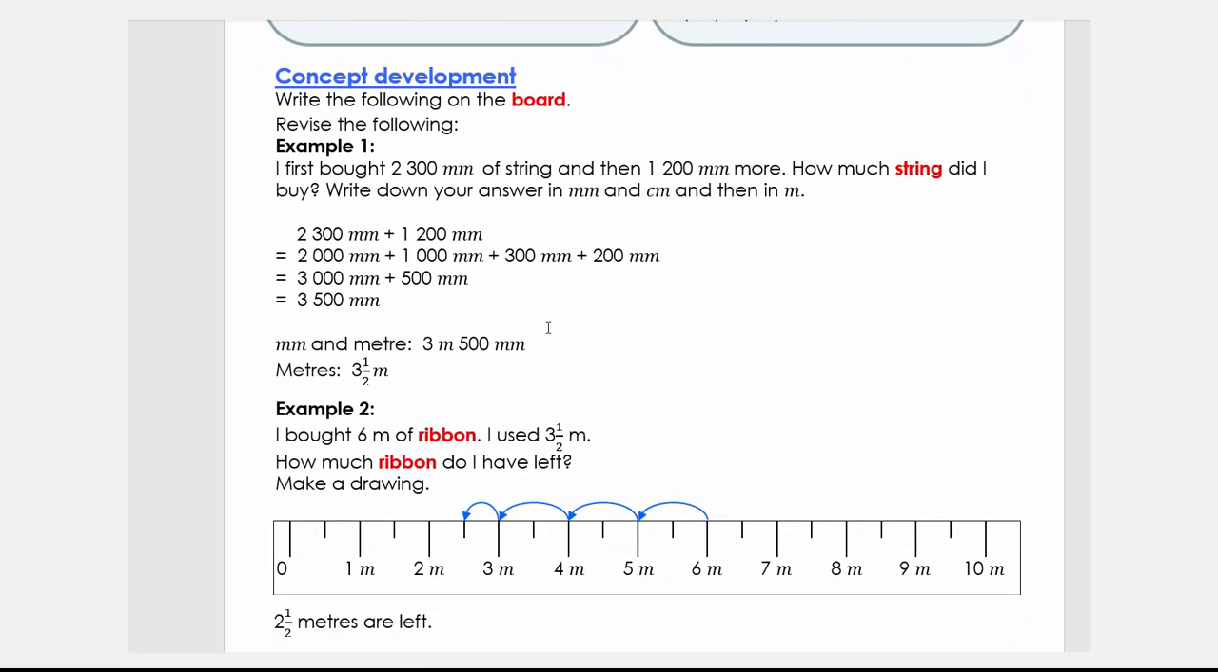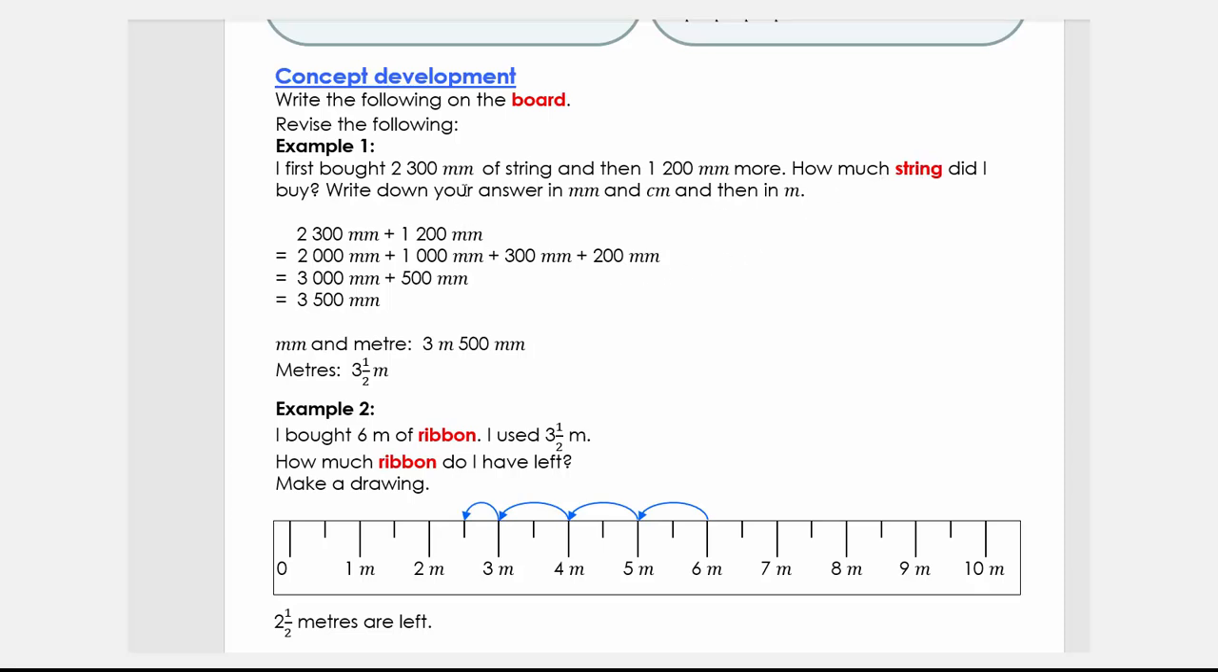Okay, welcome back. So what I'm going to do is I'm going to do two problems with you. We're going to read through the problem. I first bought 2,300 millimeters of string and then 1,200 millimeters more. How much string did I buy? So the first thing is to identify the numbers. We also see it's both in millimeters, so I don't need to convert. There are two numbers, and then how much string did I buy? So it shows you how much I bought. So it means I need to add, because I need to get a total.